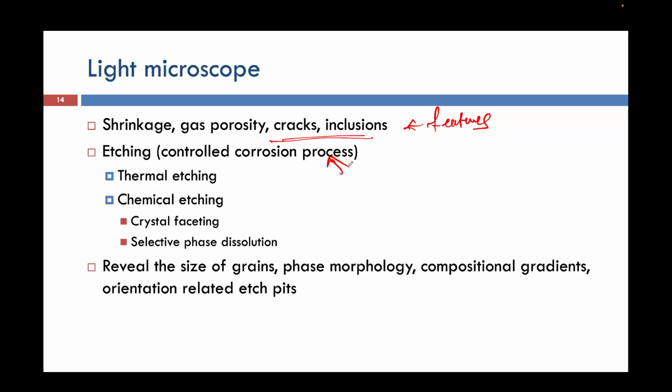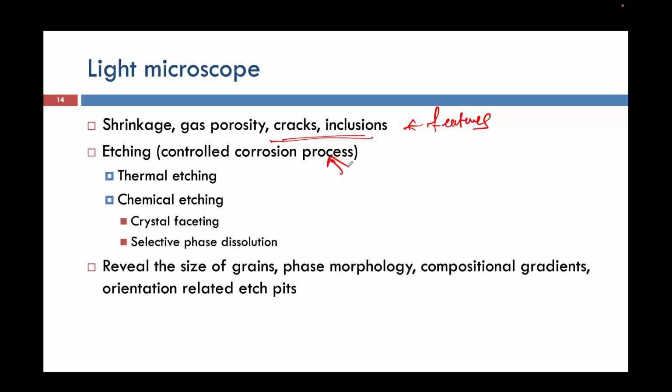That means it's electrolytic. What will happen when you etch your sample? An electrolytic reaction will take place on different surfaces depending upon their potentials, okay. When that happens, your different surfaces will reveal themselves, and then if you put your sample under the microscope, you will be able to see those things. Generally two types of etching are there: one is thermal etching, another one is chemical etching.